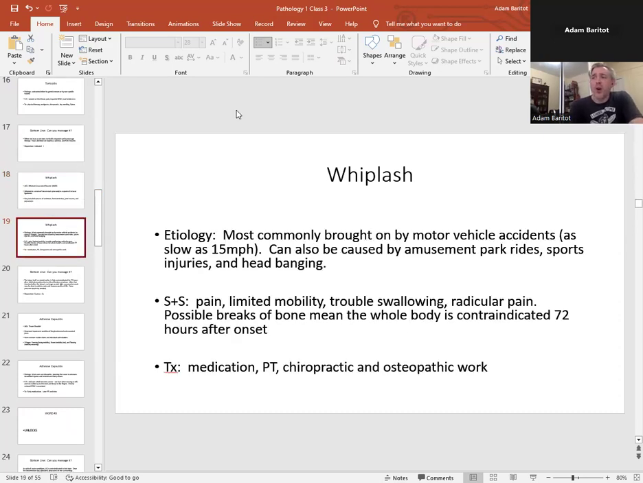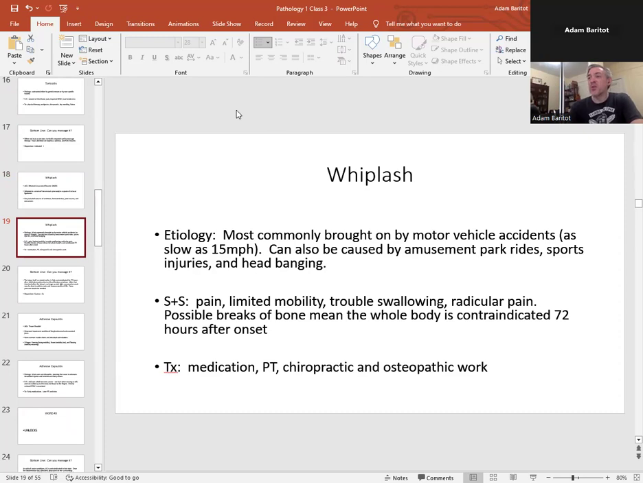Most commonly brought on by motor vehicle accidents. Whiplash can occur in accidents as slow as 15 miles an hour. It can also be caused by amusement park rides, as I mentioned before, sports injuries, and for those of you who are fans of 90s grunge, headbanging. Headbanging can get you there.